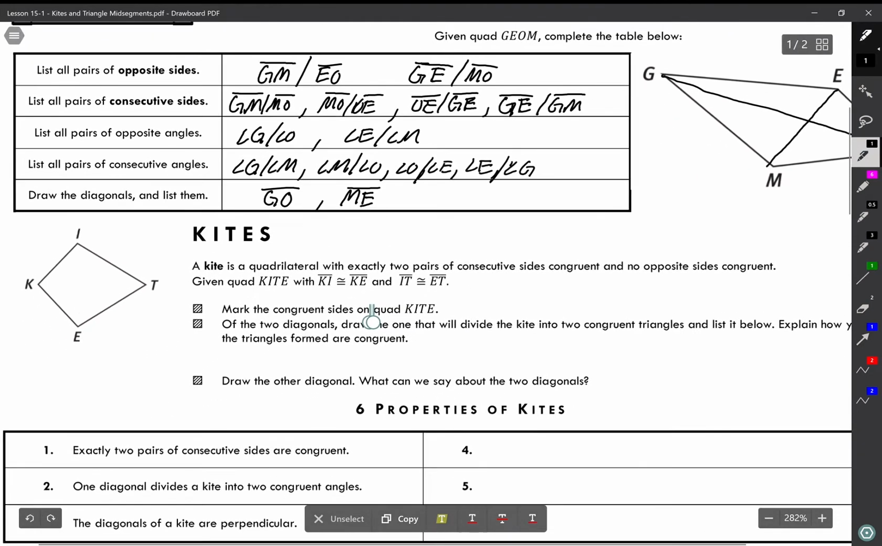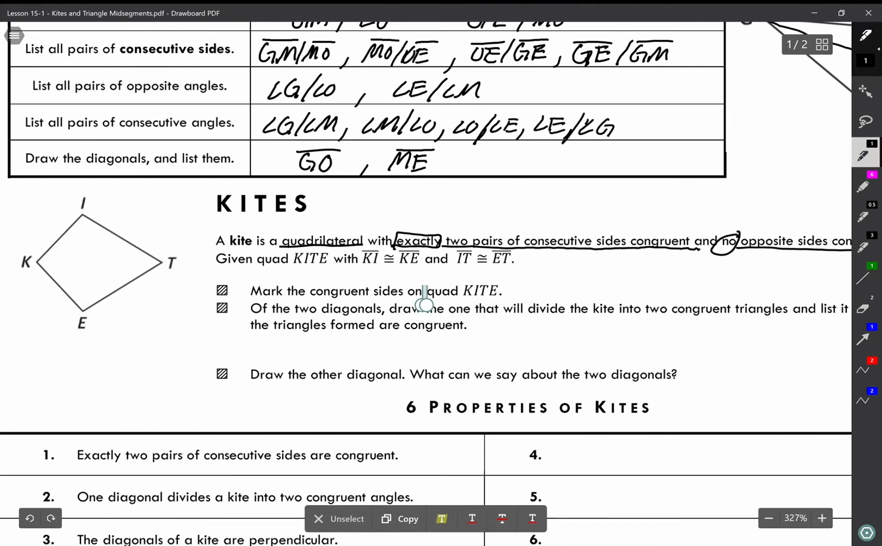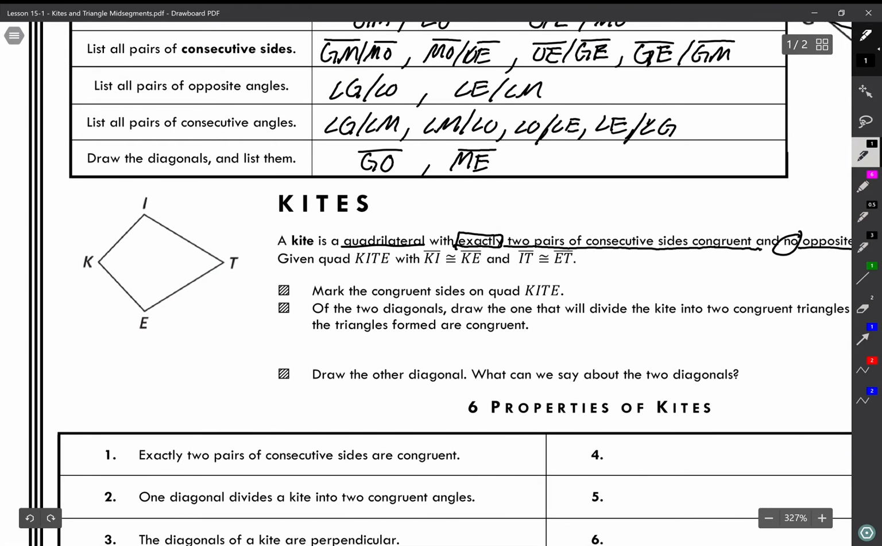So a kite is a quadrilateral, meaning it has 4 sides, with exactly 2 pairs of consecutive sides congruent. It means 2 sides that are touching will be congruent. We have 2 pairs of those. And then no opposite sides congruent. That's important too. No opposite sides are congruent. So if we look at our kite, K-I-T-E, to the right here, I can just kind of tell that these 2 that are touching are going to be equal right here, since I know there are 2 pairs of congruent consecutive. And then those are the other 2. That's the other pair. Notice that none of the opposite sides are congruent.